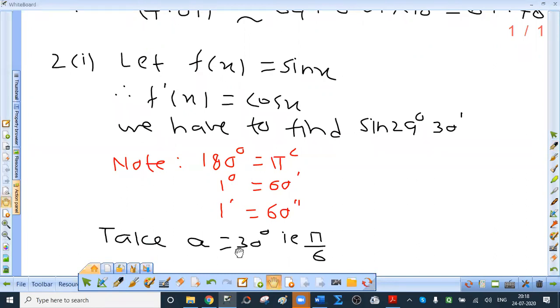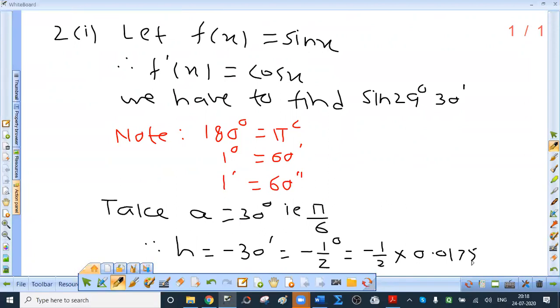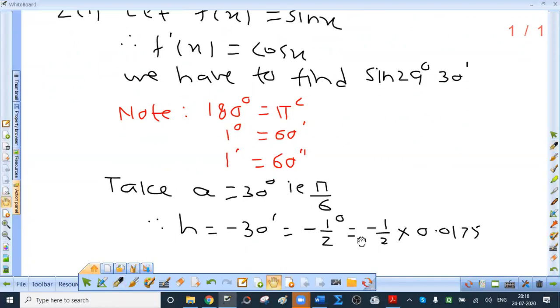Okay, but the total should be what? See, we are asked to find sine ratio of 29 degree and 30 minute. Okay, therefore I have to say h equal to minus 30 minute. Now tell me what is minus 30 minute. By that we mean minus half degree, but angle must be expressed in radian. So we have to multiply it by what? 0.0175. Now you can find the answer.